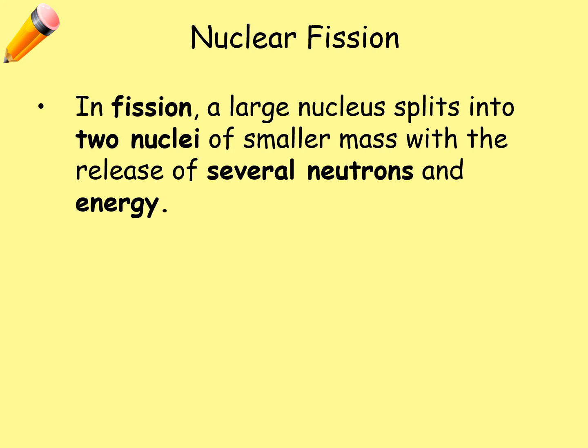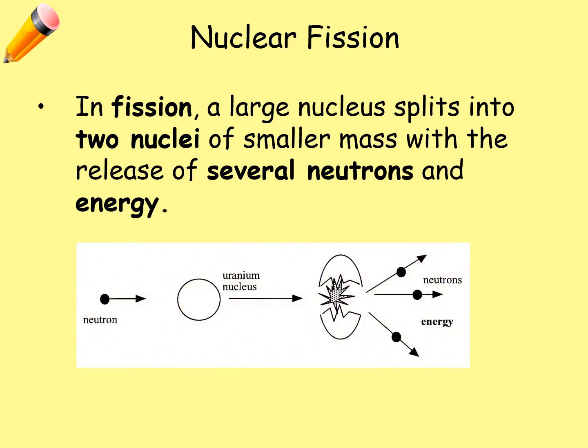Nuclear fission. In fission, a large nucleus splits into two nuclei of smaller mass with the release of several neutrons and energy, as can be shown in this diagram. You need to be able to describe nuclear fission in terms of the large nucleus being split up and the fragments of neutrons and energy being released. We see in this diagram we have a neutron which is encouraging the large nucleus to split up, and that is stimulated fission as opposed to spontaneous fission, which can occur. We use stimulated fission in order to control the amount of energy produced within nuclear reactions.